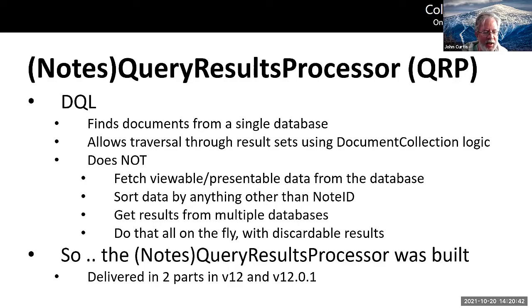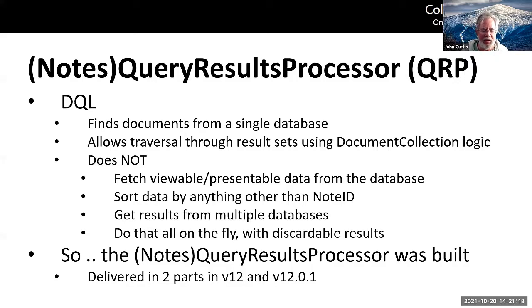So what we've done, people said, I want to get results from more than one database. I want to sort by something other than node ID. I want this done on the fly with discardable results like a query, query results. And I want to have reviewable, presentable data. And the best way I know for having traversal and all of the navigation means in Domino, that's called a view, isn't it? I mean, we know this, right? It's called a view, and that's what we decided to build on.